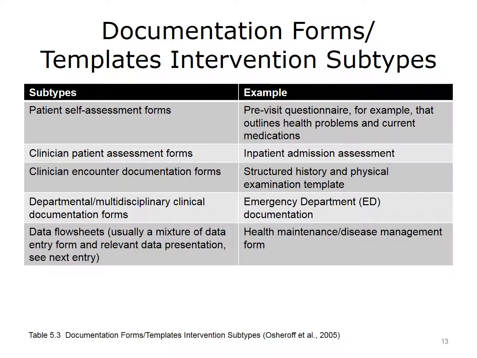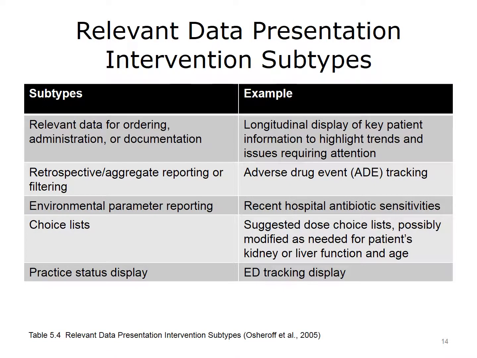The fourth row refers to departmental, multidisciplinary clinical documentation forms as a subtype and emergency department document as an example. The fifth and final row lists data flow sheets as a subtype and the example of a health maintenance disease management form. The relevant data presentation intervention has several benefits. They include the ability to optimize decision-making by ensuring all pertinent data are considered, and to organize complex data collections to promote understanding of overall clinical picture and to highlight needed actions.